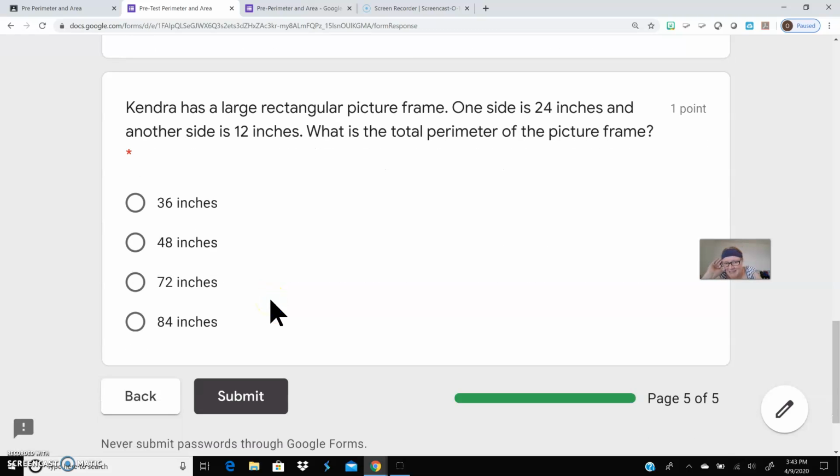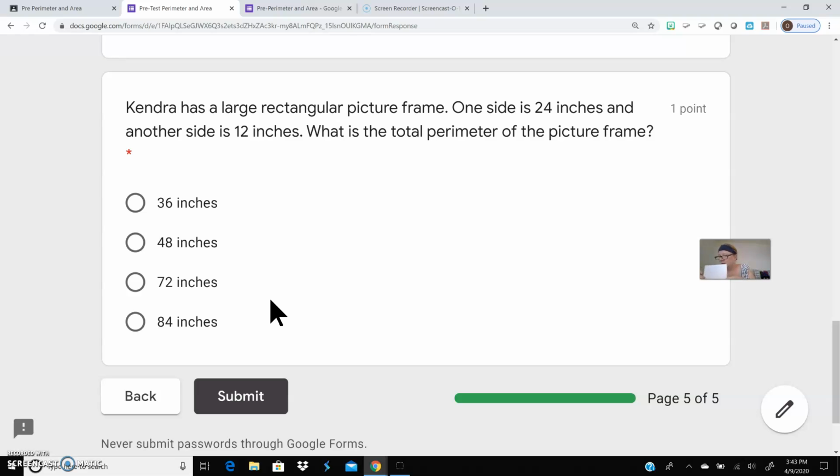Kendra has a large rectangular picture frame. One side is 24 inches and another side is 12. What is the total perimeter? Okay, so if I were to actually physically draw a picture, let me find a picture. I had a bunch of markers. Okay, so the first step I did is I'm going to draw a rectangle.